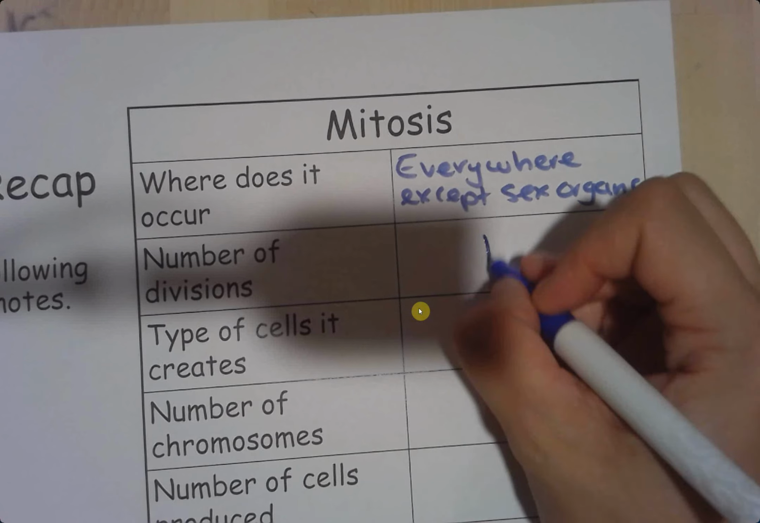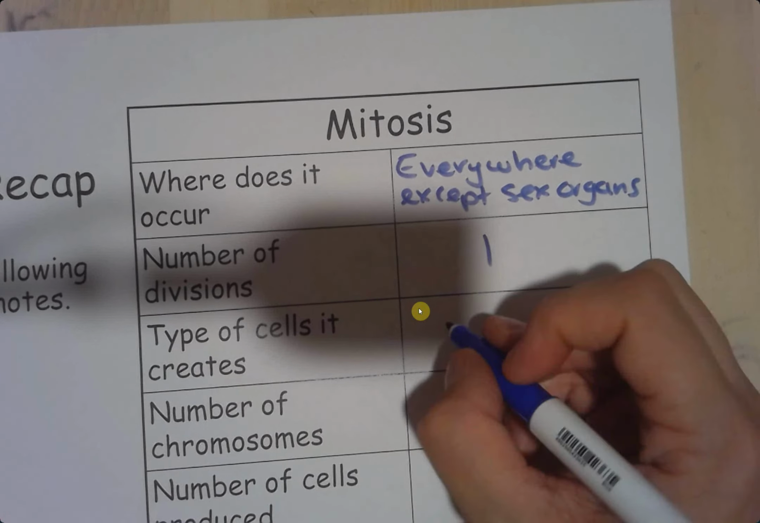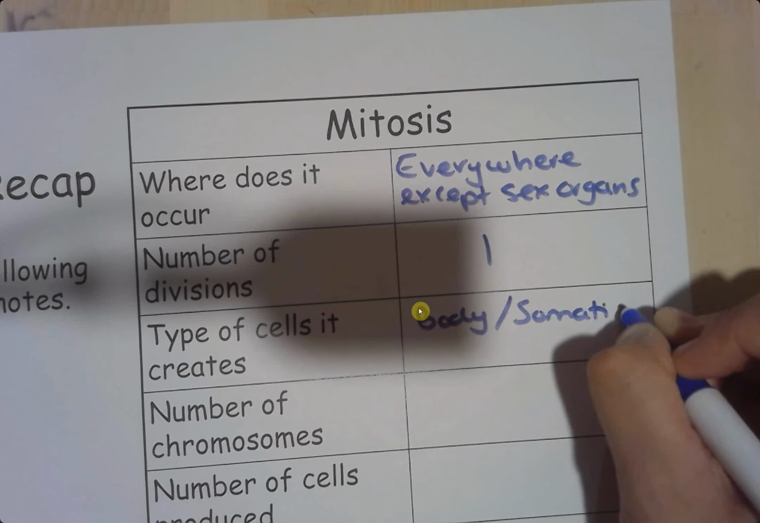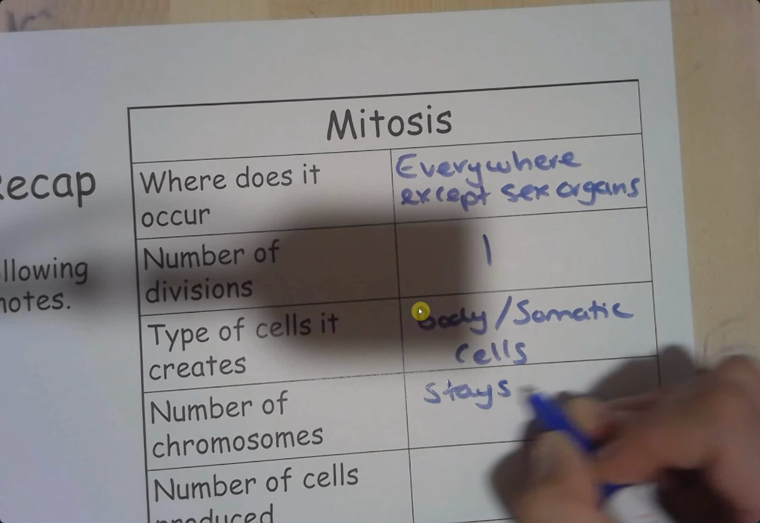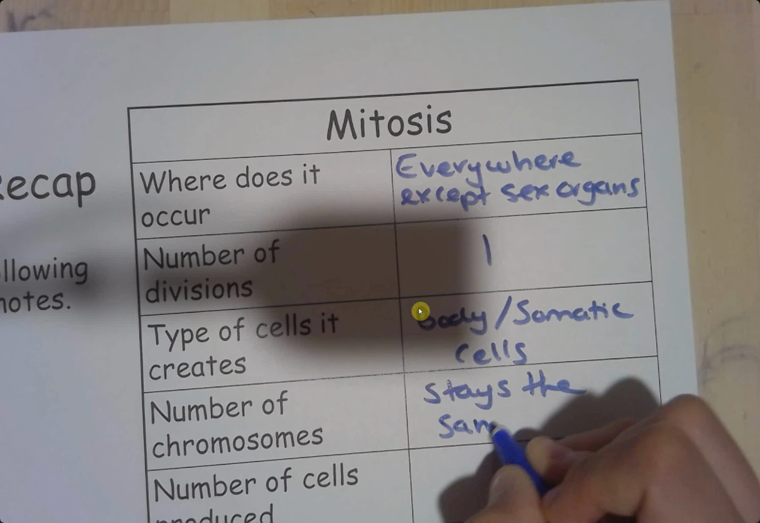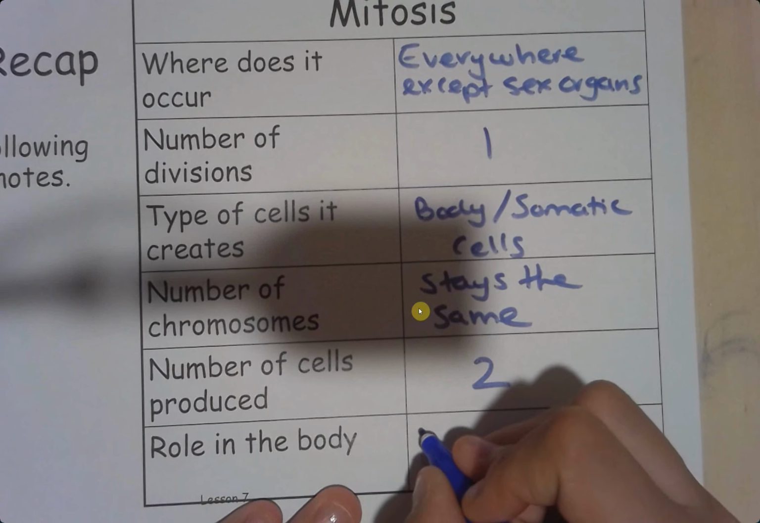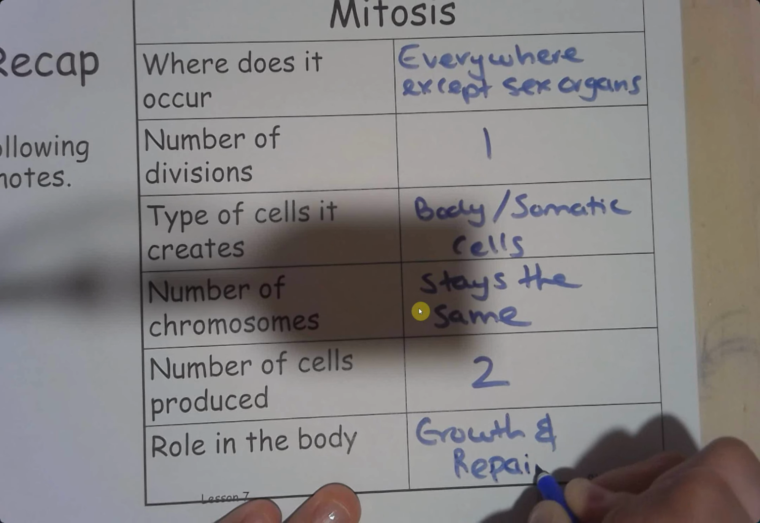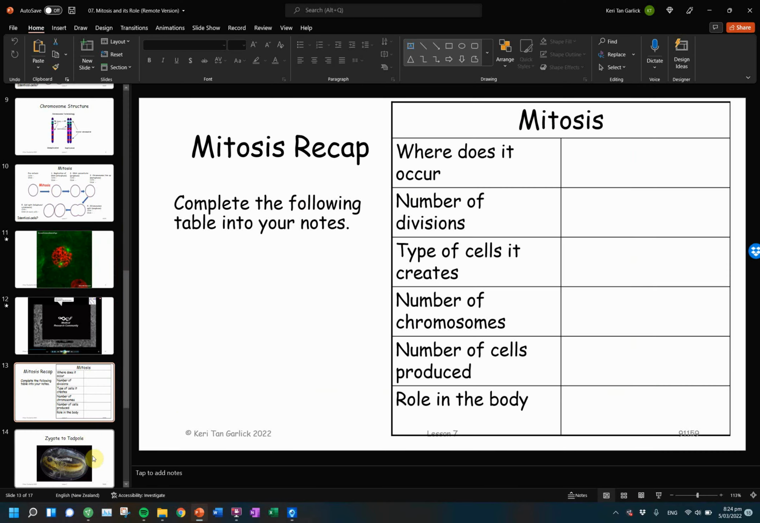Number of divisions, there's only 1. Again, important to note these things because when we do meiosis, you'll see the difference. Type of cell it creates is body cells, also known as somatic cells. Number of chromosomes stays the same. Number of cells produced is 2, and the role in the body is for growth and repair. So that's mitosis. All right, cool.